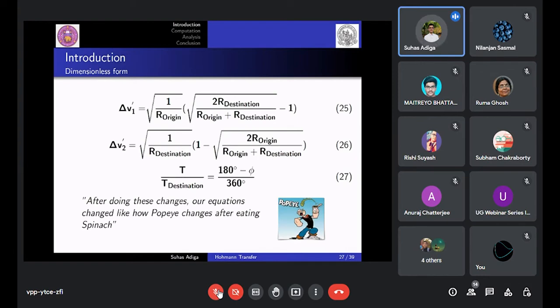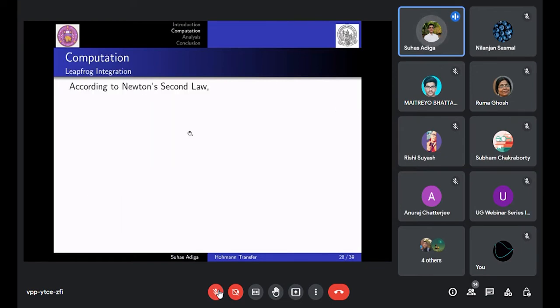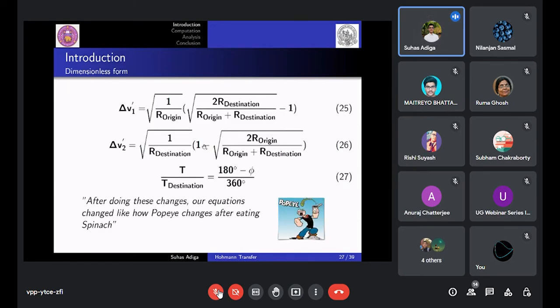After making it dimensionless, our equation changed like how Popeye changes after eating spinach. So that's how easy it is for us to compute whenever it is dimensionless. So now let us go to the computation part. I hope I have given a nice talk for us to understand what happens in Hohmann transfer theoretically. So now in order to achieve, yeah, surely.